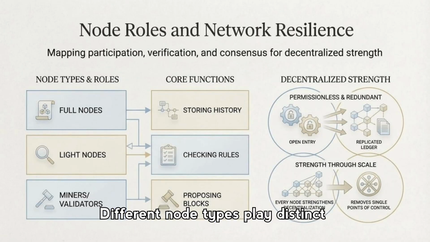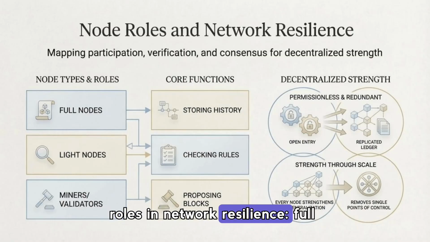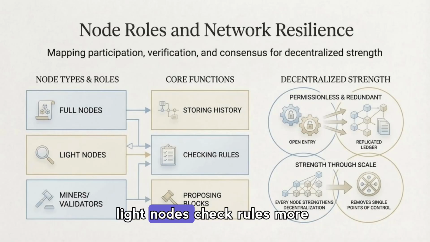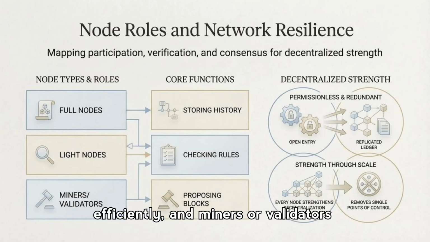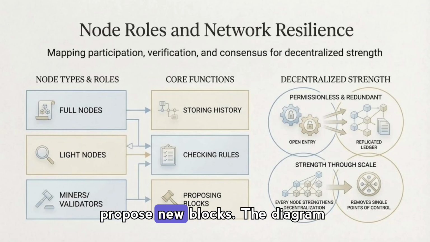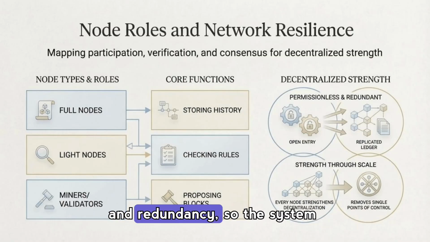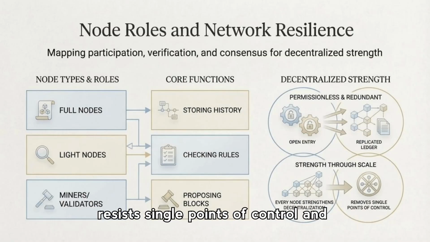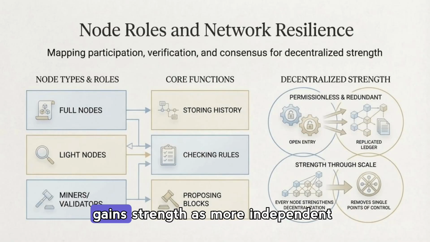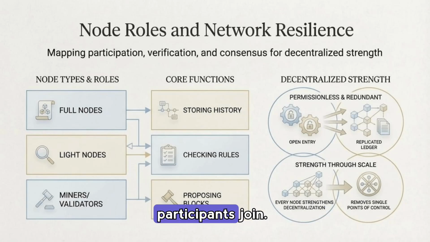Different node types play distinct roles in network resilience. Full nodes store the complete history, light nodes check rules more efficiently, and miners or validators propose new blocks. The diagram illustrates how these roles interlock to create permissionless replication and redundancy, so the system resists single points of control and gains strength as more independent participants join.